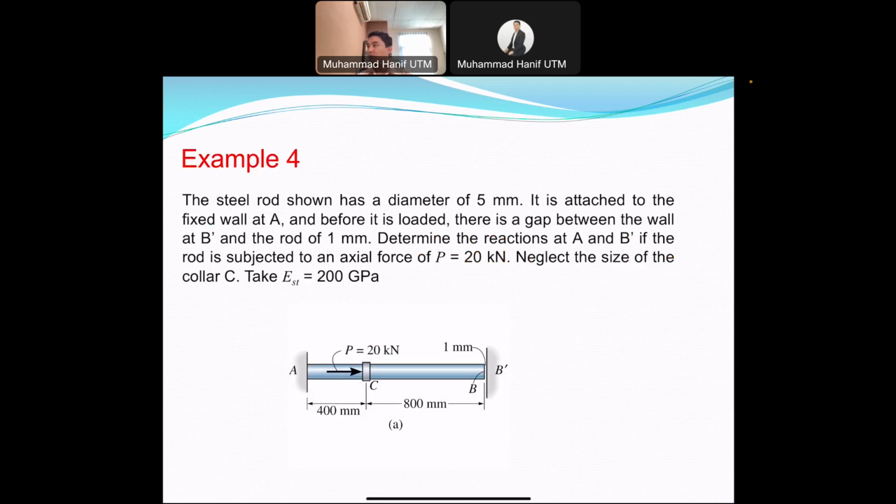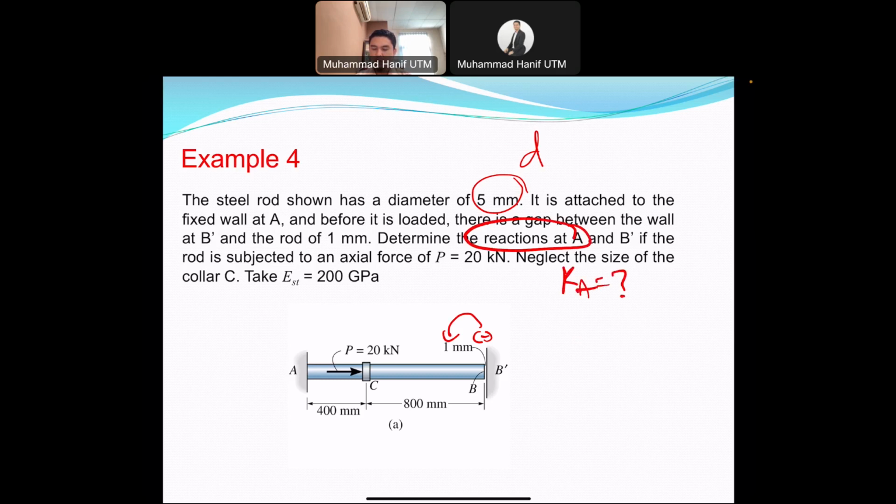Let's proceed to the example. A steel rod shown has a diameter of 5 millimeters. The diameter is given, so we can use this to calculate the area. It is attached to the fixed wall at A, and before it is loaded, there is a gap between it and the wall at B prime. The gap is very small, which is 1 millimeter. Determine the reactions at A and B prime. You have to find the reaction at A.